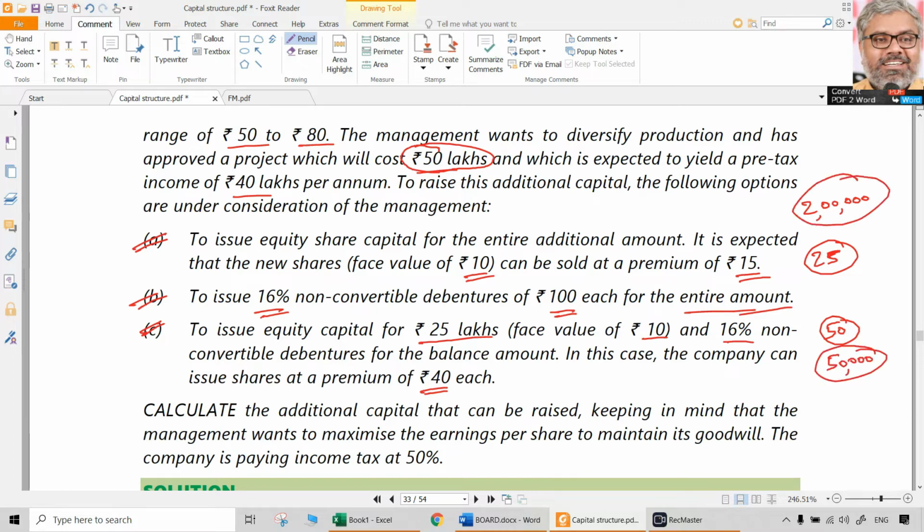So in option 1, 2 lakhs equity shares are issued, full equity. In option 2, full debt, that is 100% of the amount raised in the form of debt. Option 3, half debt, half equity. In this case, 50,000 equity shares are to be issued. That's all. That is the basic calculation. We can show them in the working note and keep it ready.